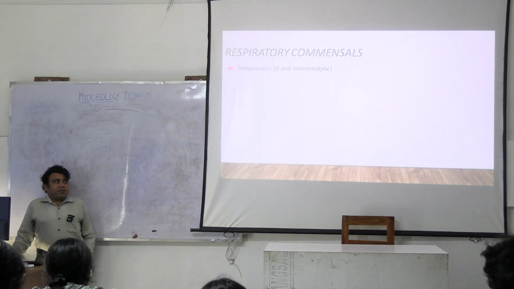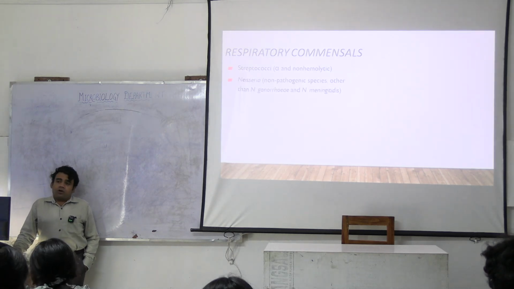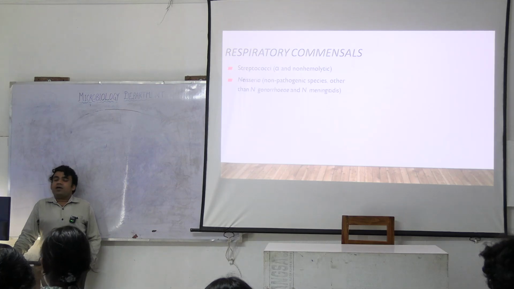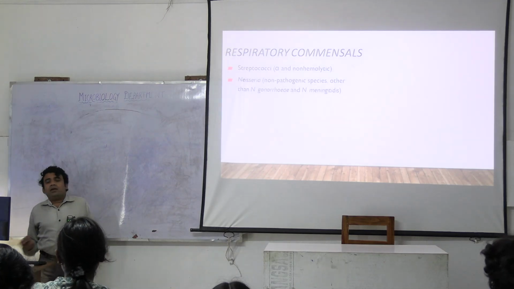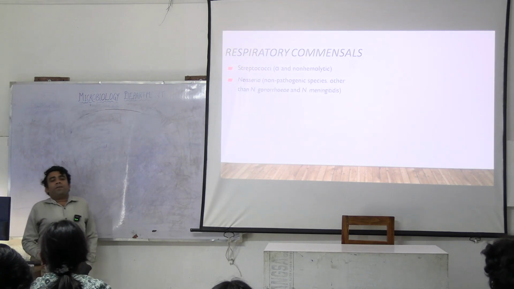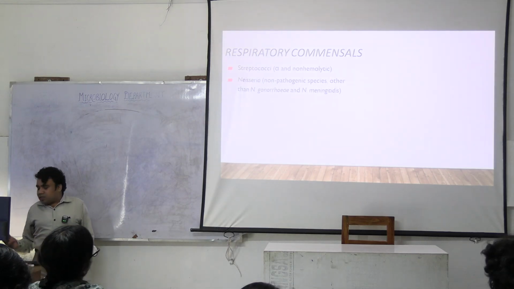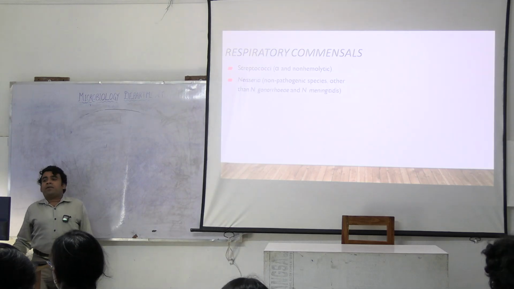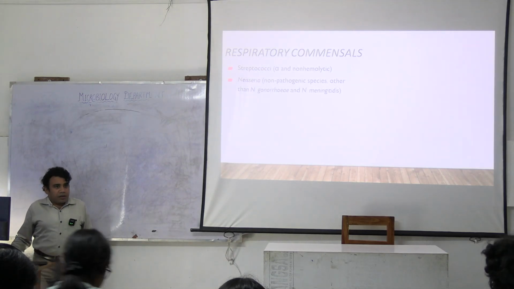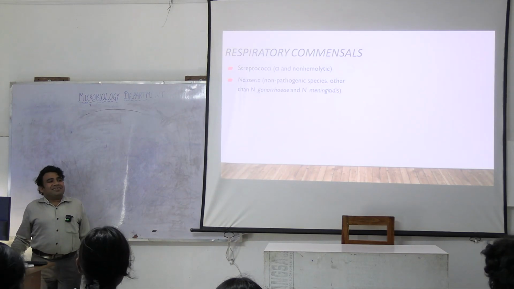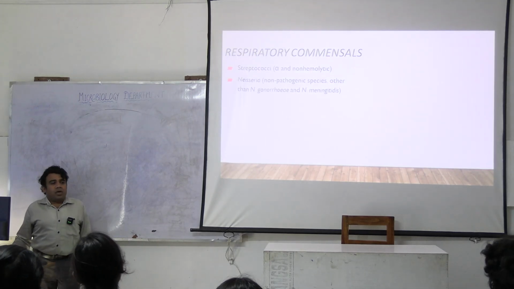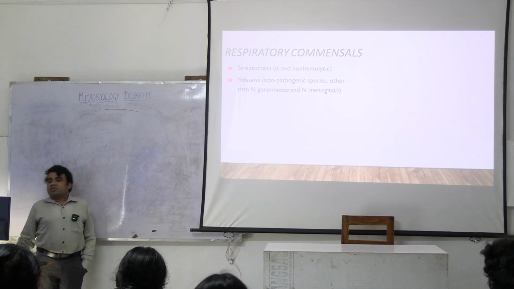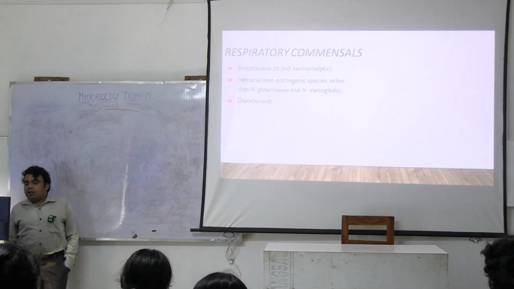For example, especially in the upper respiratory tract, we have Streptococci, predominantly the alpha and the non-hemolytic Streptococci. Other than that, we have Neisseria species. Now keep in mind, you are more acquainted with the two pathogenic species, that is Neisseria meningitidis and Neisseria gonorrhoeae. Other Neisseria species are part and parcel of the upper respiratory tract. This is the reason why Neisseria meningitidis can colonize the upper respiratory tract before infecting the system and causing meningitis.